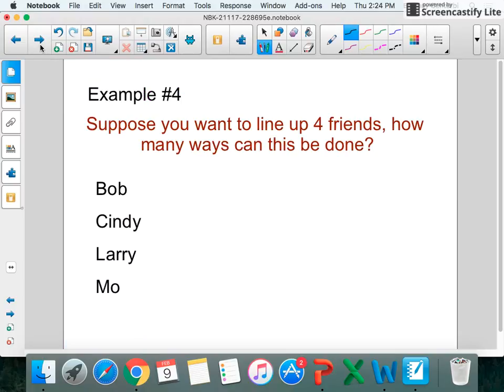What you use factorials for is trying to order things or line things up. For example, we have 4 people and you want to put them in a line. This would be 4 factorial, which we just saw gave us 24. The way that we know this, if we actually work it out, we have 4 people in line: Bob, Cindy, Larry, and Mo. For the first person in line, I could pick any of them. Nobody's in a spot yet. So I have 4 choices for my first person in line. Say we pick Bob. So Bob is in line.